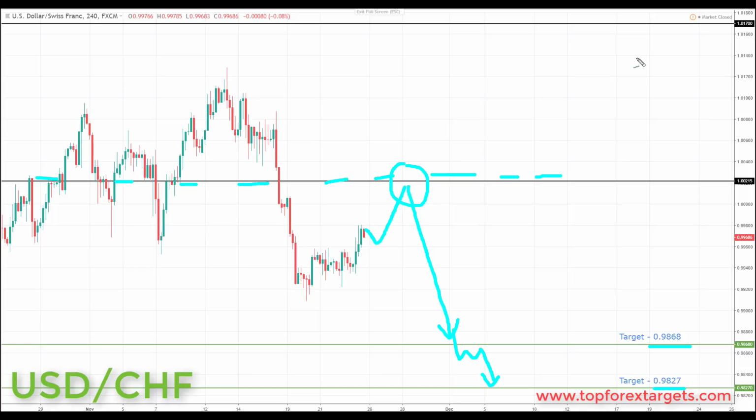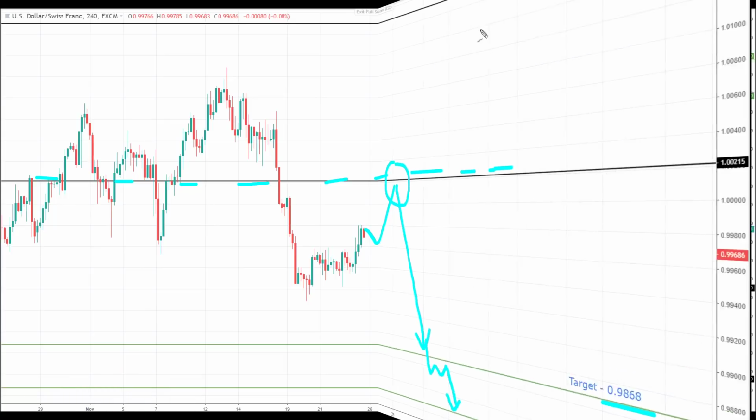If the dollar is strong next week and it does start to move to the upside towards the targets, the US dollar index, it may be a good idea to actually filter out any shorts in the US dollar Swiss franc, as it may not go anywhere next week. So just bear that in mind when looking at this market.